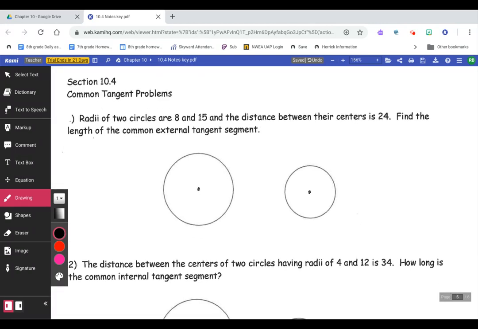Okay, so we have radii of two circles are 8 and 15, and the distance between their centers is 24. We want to find the length of the external tangent segment. Okay, so again, draw a line connecting the two circle centers. And we are dealing with an external tangent. So let's draw the external tangent from here to here. Draw the radii so that they are perpendicular to the external tangent. And they told us that the radii were 8 and 15. And they also said the distance between their centers is 24.